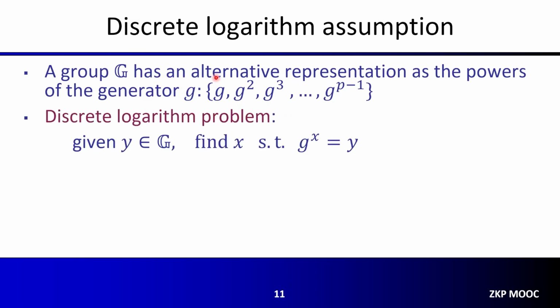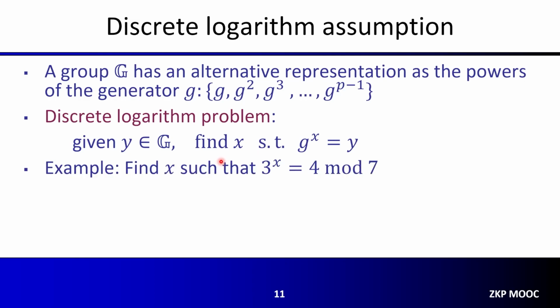So because of this alternative way of defining the group, we can formally define a problem called discrete logarithm. The problem is: given an element y in this group, please find x such that a generator g to the power of x equals y. This is well defined for every y because of this alternative representation, and the problem is analogous to the logarithm computation in the continuous case, thus it is called discrete log. So let's see an example on the multiplicative group mod 7. Please tell me what is x such that 3 to the x equals 4 mod 7. Can you compute it now?